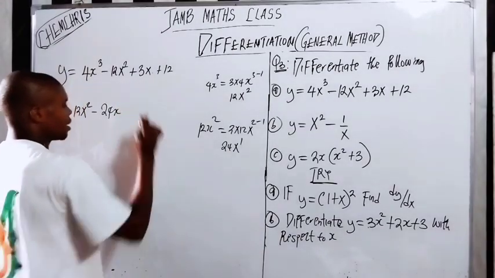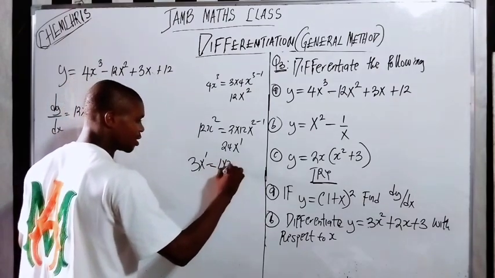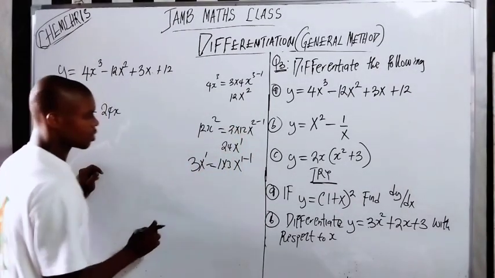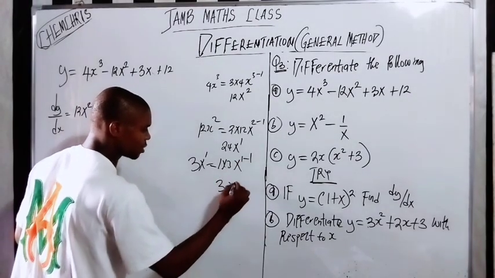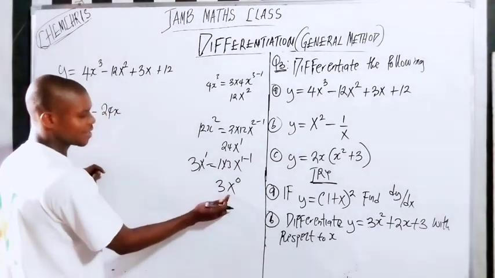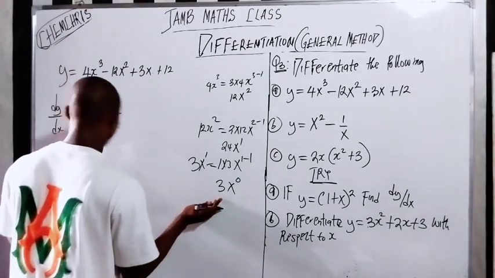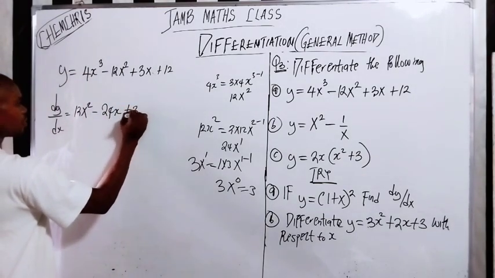Now let's differentiate this one here. 3x, remember here the power is 1. 1 times 3 is going to be 3x raised to 1 minus 1. Can you see that? 1 minus 1 is 0. Remember anything raised to 0 is 1. 1 times 3, so that is going to be 3. So it's going to be plus 3.